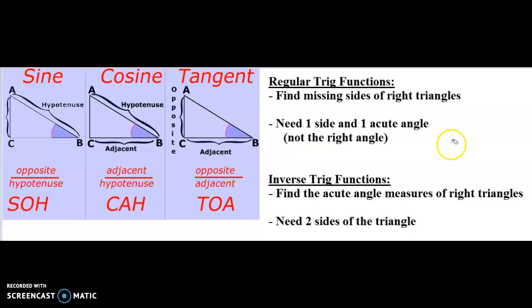But today, I'm going to introduce inverse trig functions, which are, if you're given two sides of the triangle, you can use the inverse trig functions to find the acute angle measures of the right triangles.